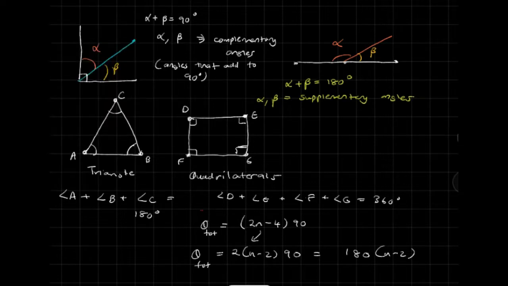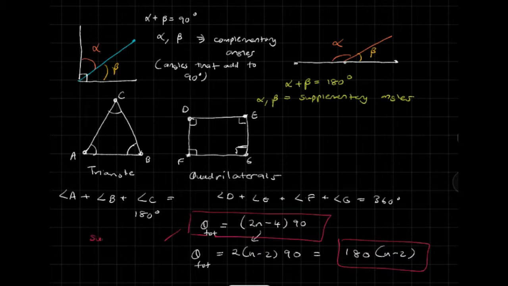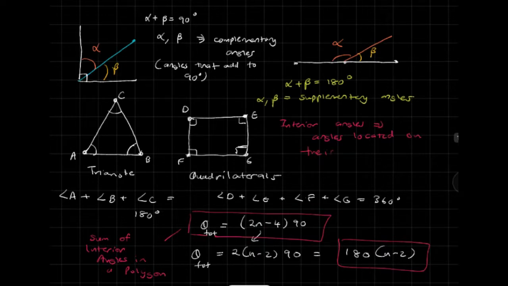This equation will tell you what the sum of the interior angles, or the angles on the interior, add up to for any polygon. So this is the sum of interior angles in a polygon. The interior angles are the angles located on the inside of a polygon, and they add up to a certain amount.